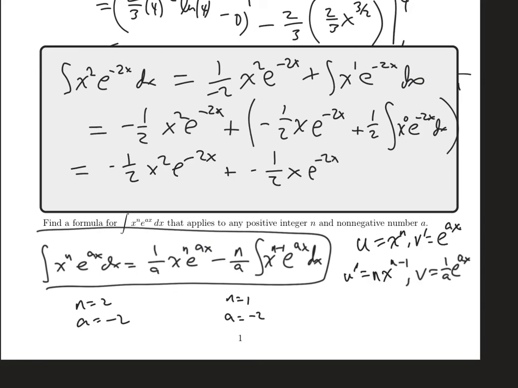And then this final integral, the antiderivative of e to the minus 2x, is negative 1/2 e to the minus 2x. And so multiplying that by 1/2. So this will be my final answer.